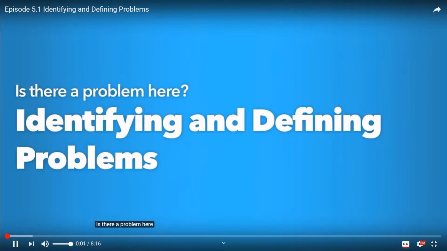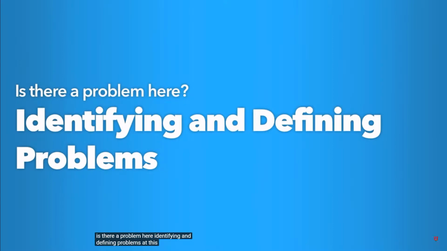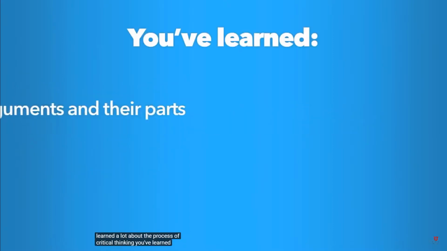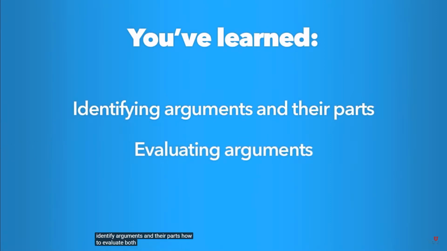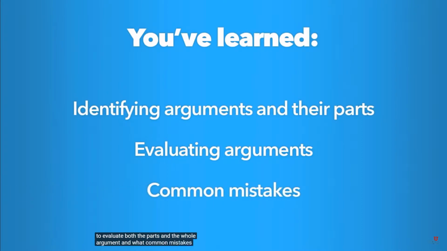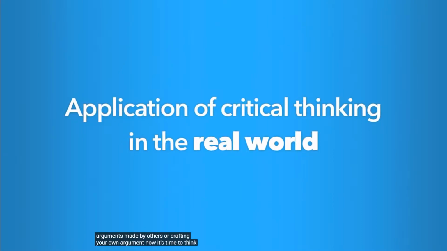Is there a problem here? Identifying and defining problems. At this point, you've learned a lot about the process of critical thinking. You've learned how to identify arguments and their parts, how to evaluate both the parts and the whole argument, and what common mistakes you need to be aware of when evaluating arguments made by others or crafting your own argument. Now it's time to think about how to apply critical thinking.